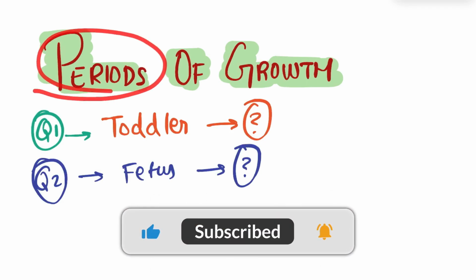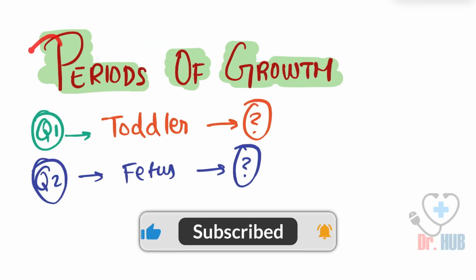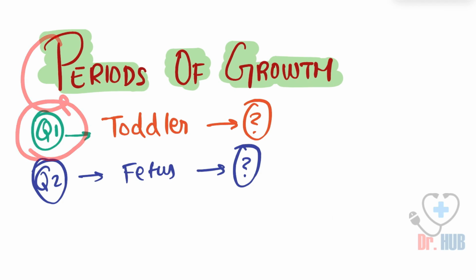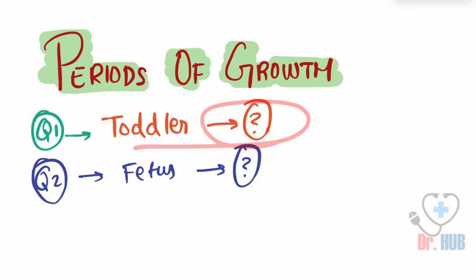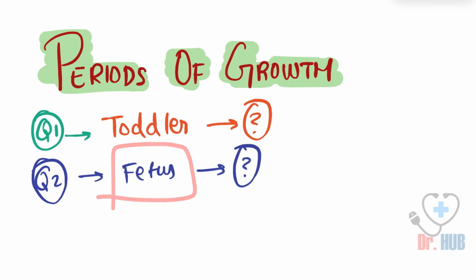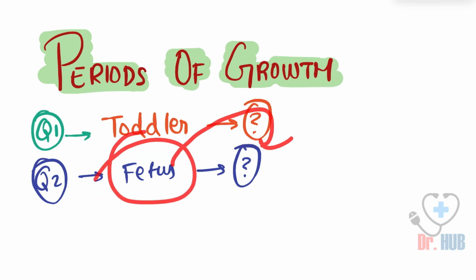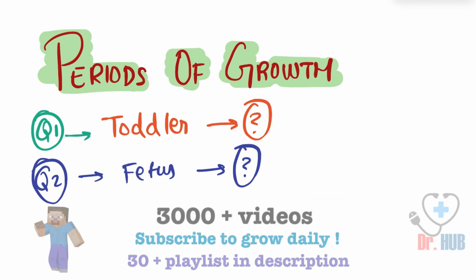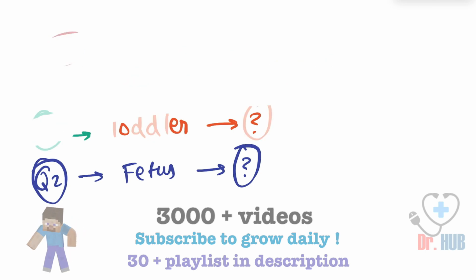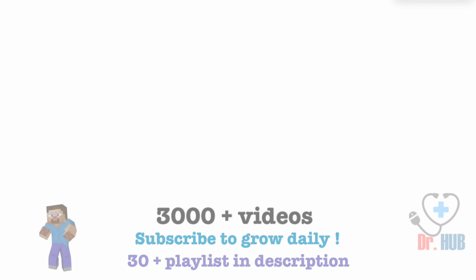Look at the periods of growth. Before we go ahead, we'll ask some questions. The first question is, who is known as a toddler? What is the age group? And the second question is about the fetus. We'll use this term fetus, but what does it actually indicate? What is the time period of the fetus? In this video, we'll find these answers and learn in detail about this topic.